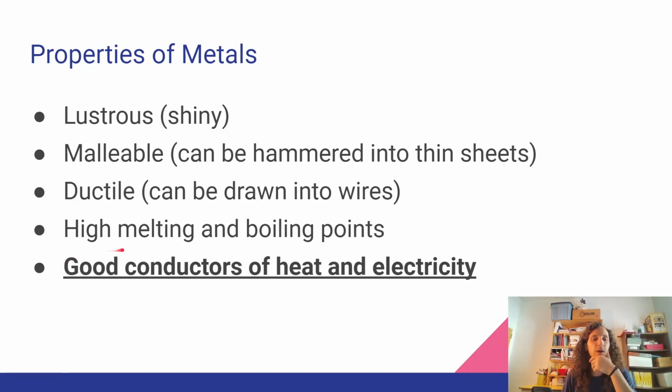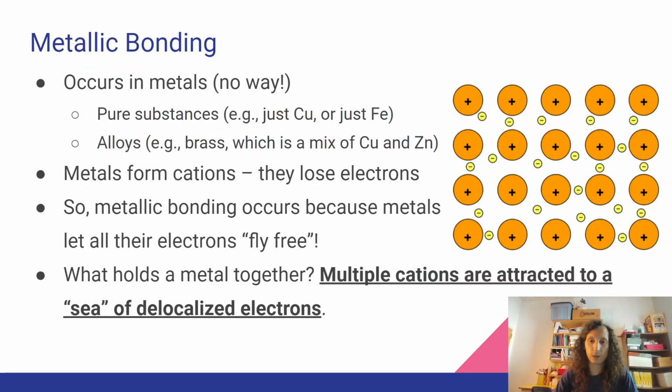In addition, metals are really good conductors of heat. This is why we use metal pans in cooking, because they conduct that heat straight from the pan into whatever food you're cooking. But they also conduct electricity very well. And if we look back at this picture, that makes sense, right?